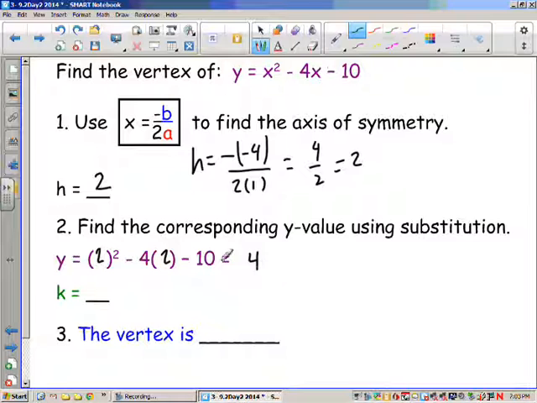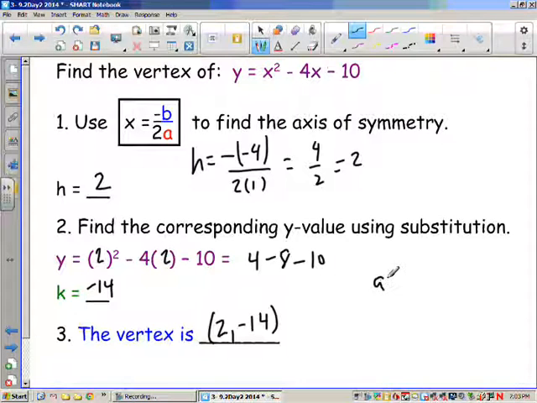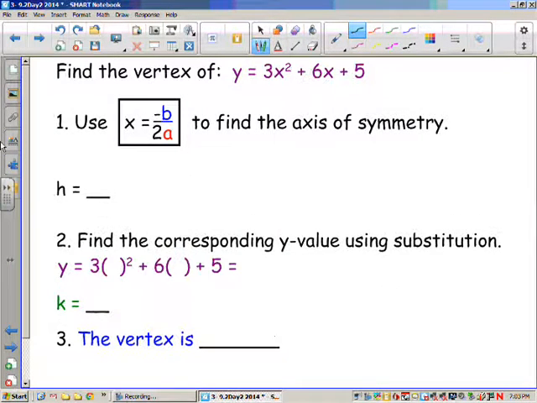This will equal 4 minus 8 minus 10. In this case, negative 14. So our vertex is 2, negative 14. We can take a moment here and notice that since a is greater than 0, it's positive, we would say that this parabola will open up. We could also say that this k is a minimum, and that's going to come up in some of the work we do. Let's continue here.